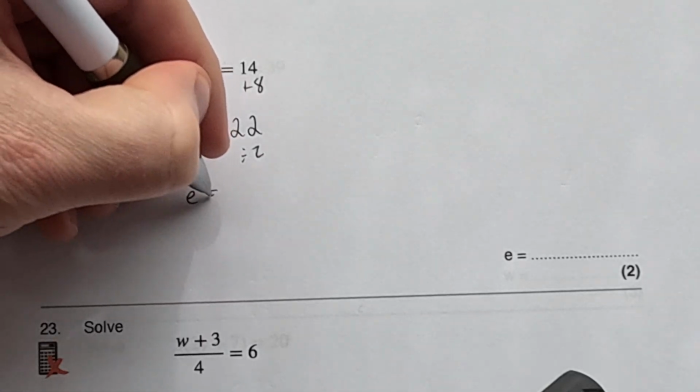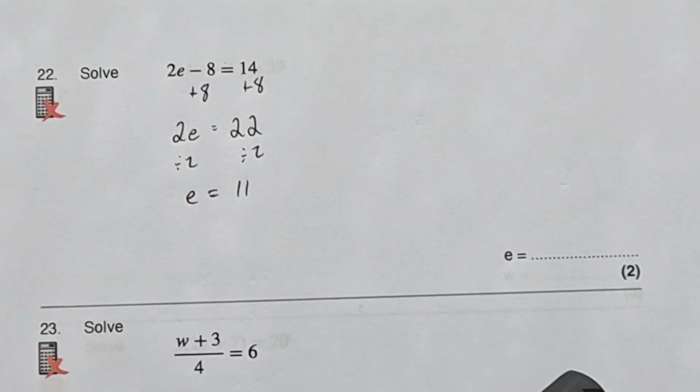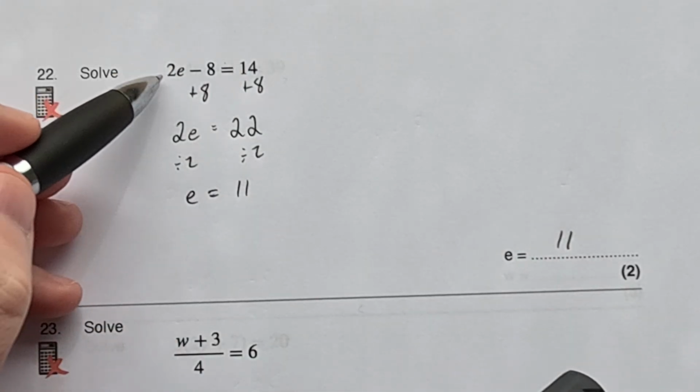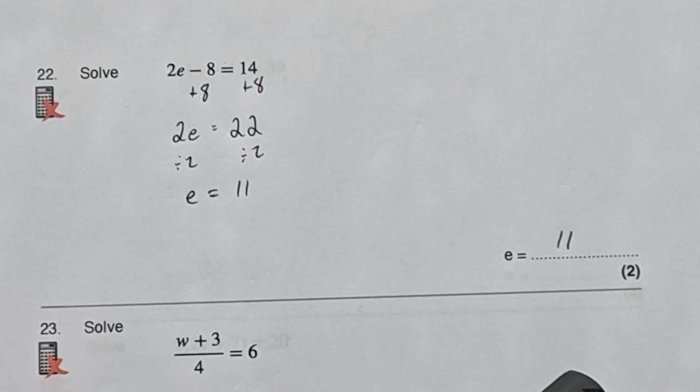And then 22 divided by 2 is equal to 11. So e equals 11, and that's it. And let's check our answer. 2 times 11 is 22, take away 8 is 14, and that's it.